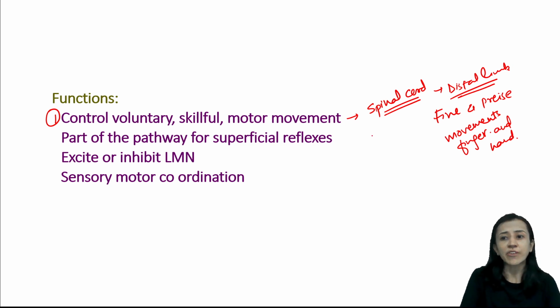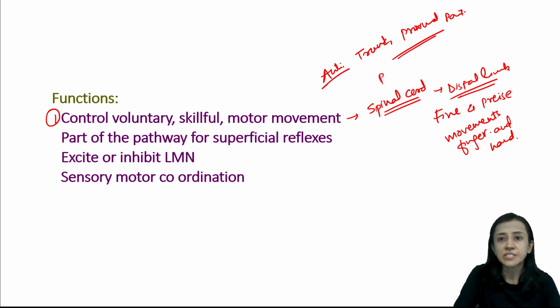Anterior corticospinal tract fibers are concerned with the control of the muscles of the trunk. The anterior ones are older, so they are concerned with the motor activity of the trunk and also the proximal part of the limb, and mainly they are required for postural adjustment and cross movement. The next function of this tract is that it is part of the pathway of superficial reflexes. For superficial reflexes, these motor neurons are required.